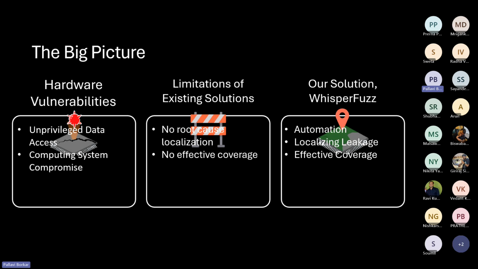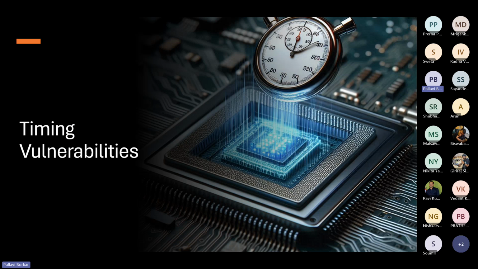Hence, we propose our solution, WhisperFuzz, which overcomes both of these limitations. It is completely automated, it performs root cause localization, and it also provides an effective coverage metric for the vulnerability that we target. So, what is the vulnerability that we target? We target timing vulnerabilities in processors.